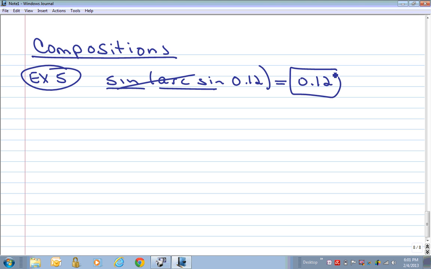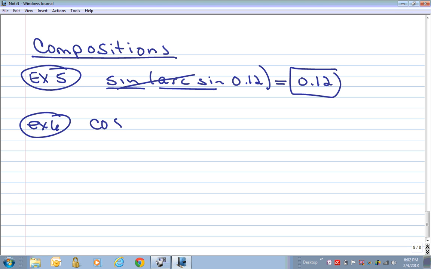Same would be true for arctan. Same would be true for arc cosine and cosine. All right, so now let's take a look at what happens if we don't have the same value. Let's take example 6.